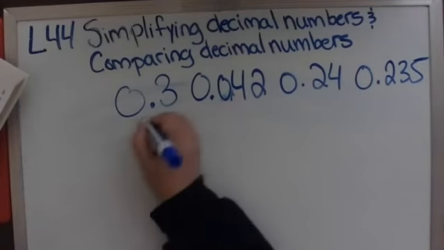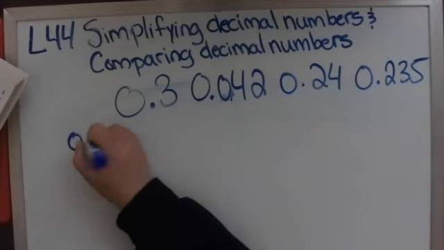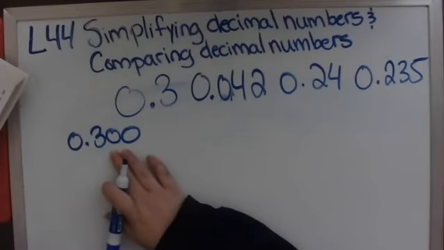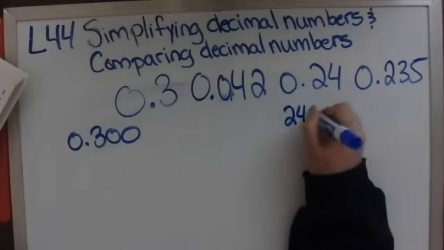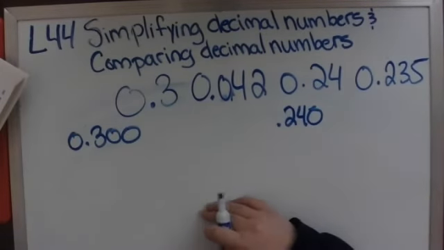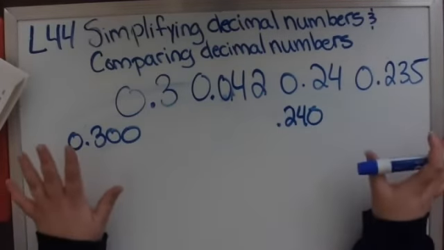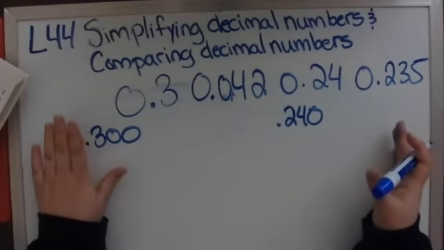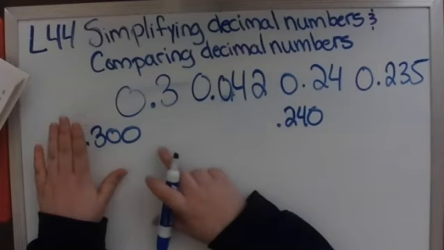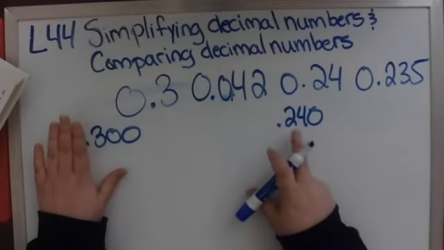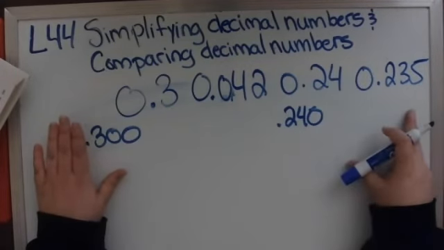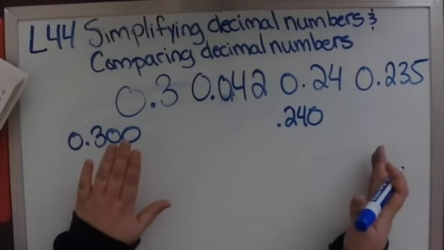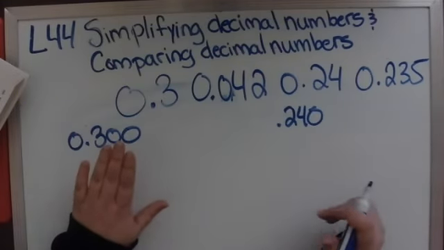So this one would change to, okay, just like we took zeros away before, we can add them in this time. And this one would change to that. Okay, so they all now have 3 decimal places, which makes comparing a little bit simpler because you can look at it and pretend the decimal's not there, and you can say, okay, I'm now comparing 300, 42, 240, and 235.